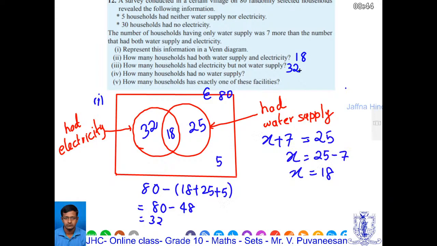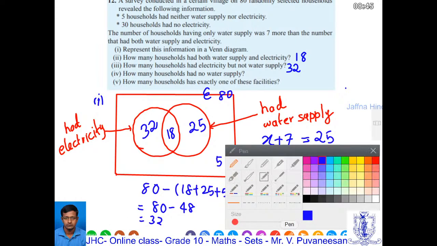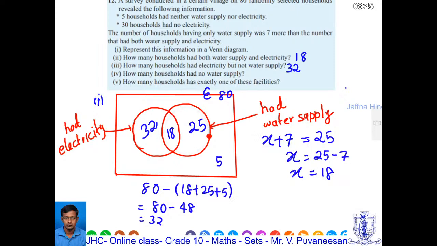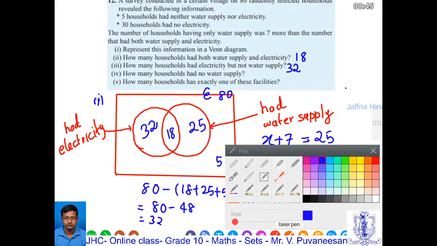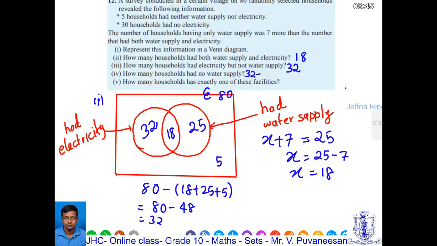Next, how many households had no water supply? Had no water supply means outside the water supply region. Outside this circle there are 32 plus 5, so 37 households had no water supply.